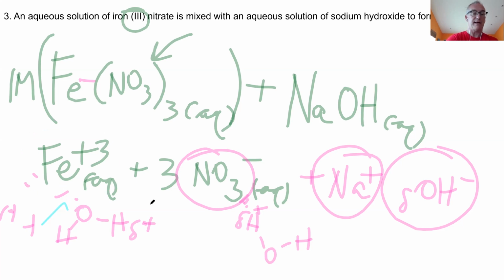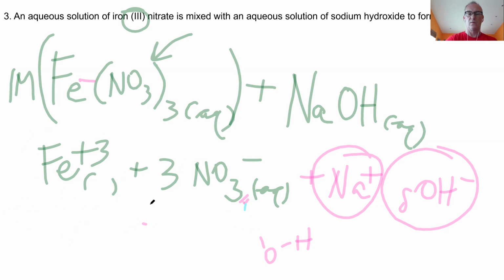A reaction takes place that forms a precipitate. So there's a precipitation reaction, and we need to figure out what that precipitate would be. So what do you think that precipitate is? Fe(OH)3. So why do you say that?